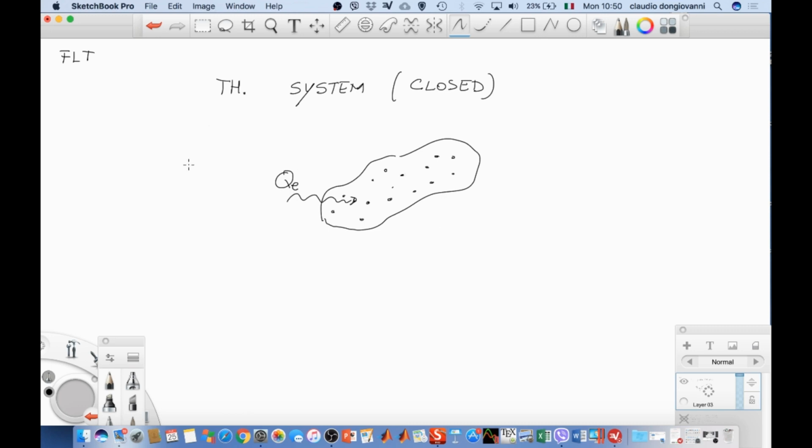This is the heat. The other one is the work. How can work be exchanged? What do you need in order to exchange work? Force and displacement. You need both of them.